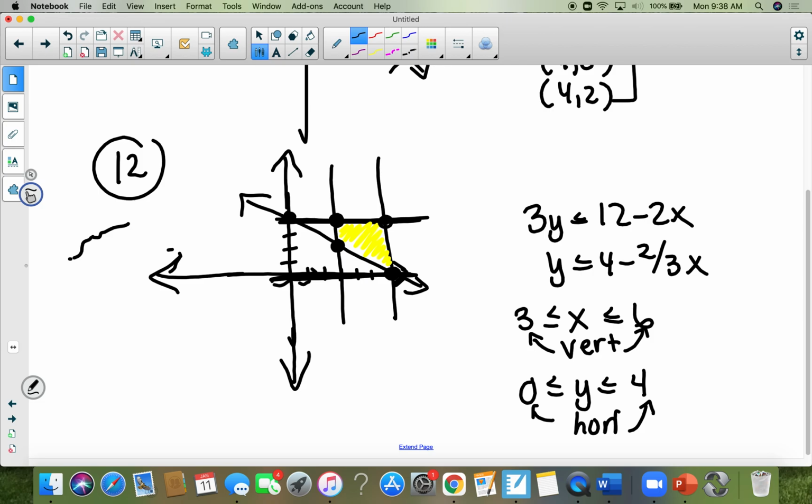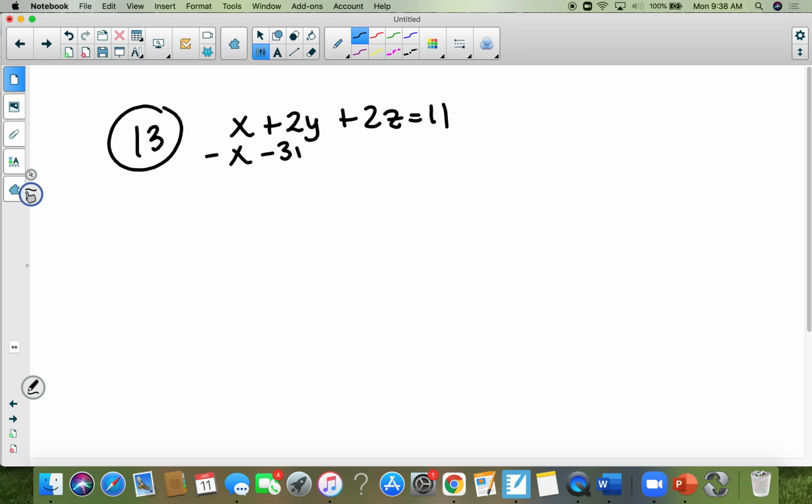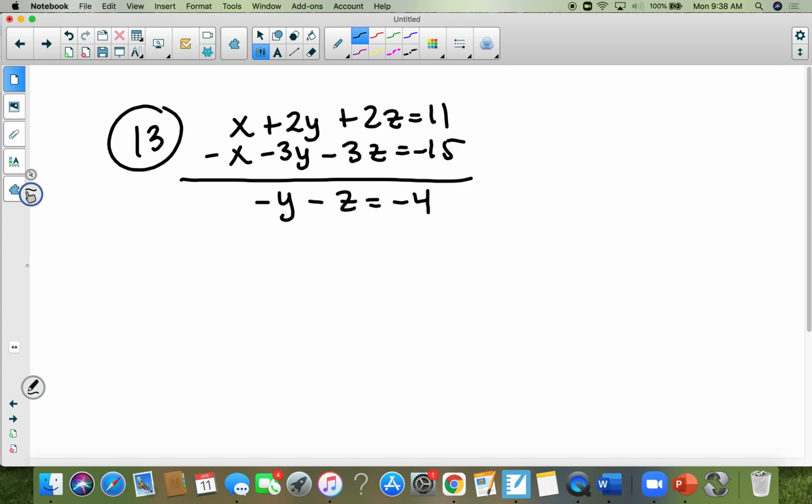Okay, number 13. Everybody does 13 differently, so this will be interesting to see the way you do 13. I am going to keep the first one, but I'm going to change the second one to its opposites. You're going to get a negative y minus z equals a negative 4. And then I'm going to do the second and third one. So I'm going to multiply the second one by negative 2. And then copy down the third one.